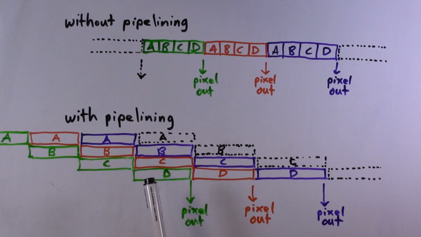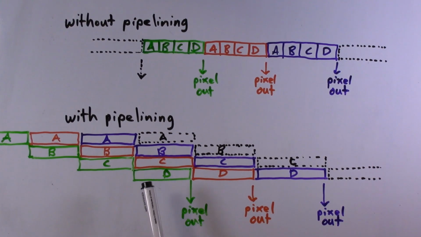But what you can see is the advantage is that we are parallelizing our computation. So while the last stage of processing D is done for the green pixel, the second to last stage of processing C is done for the orange pixel, and the second stage of processing B is done for the purple pixel. And at any given time, all 4 pipeline stages are active, working on different pixels.